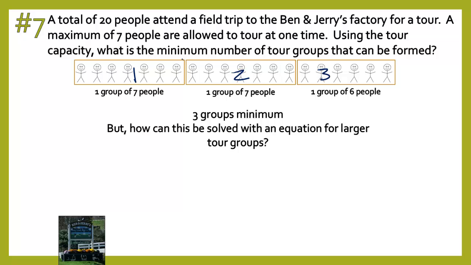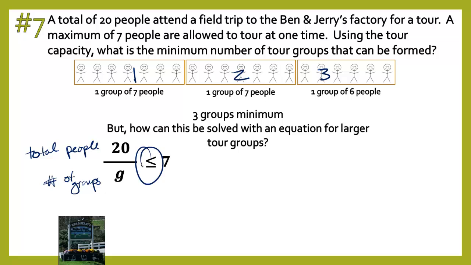Okay, but how can we use an equation for groups where we're not going to draw all the pictures? Well, we take the total number of people divided by G. So like before, total people divided by number of groups. And that has to be less than or equal to the 7 people that are allowed in the group. So this is always going to be true. It's always going to be less than or equal because we can't go over 7 people per group. So this is the number of people in a group allowed.